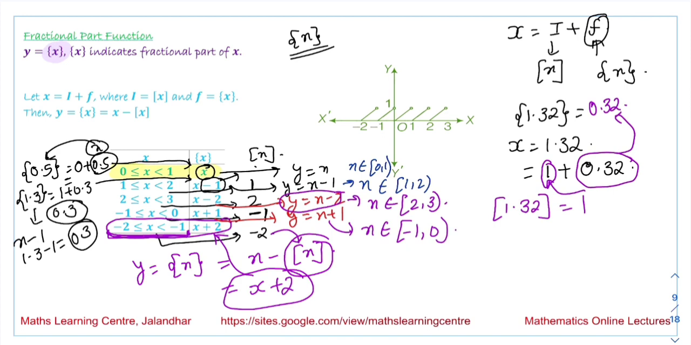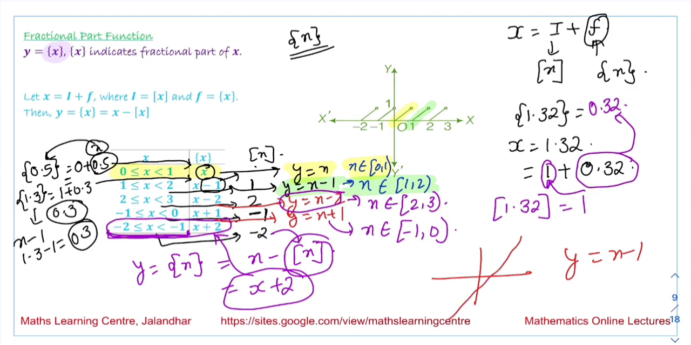This is when x belongs to minus 1 to 0. So if we plot all these lines, between 0 and 1 we have plotted the line y is equal to x. This is the line y is equal to x between 0 to 1. The next line we have to plot between 1 to 2, we have plotted y is equal to x minus 1. What we are saying is, if we have to plot the line y is equal to x minus 1, it is this line over here.